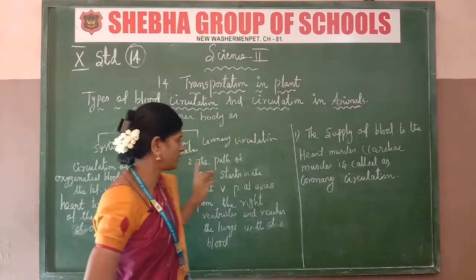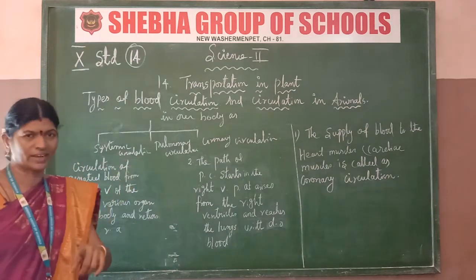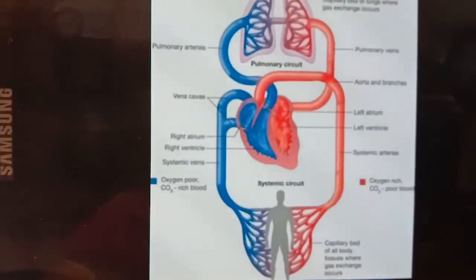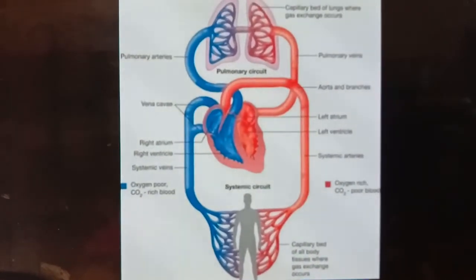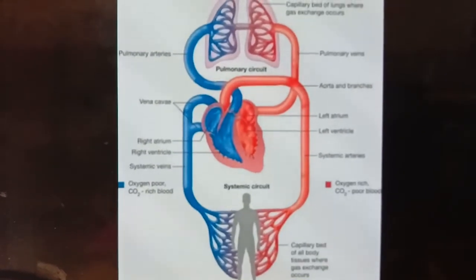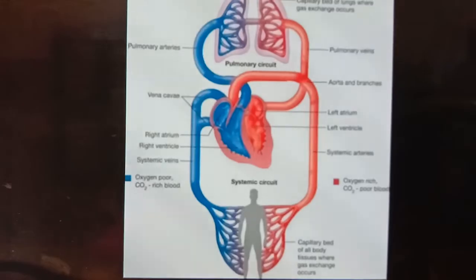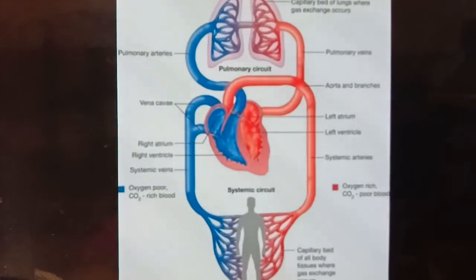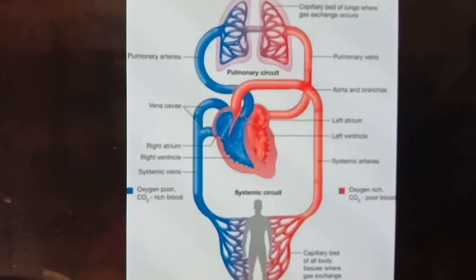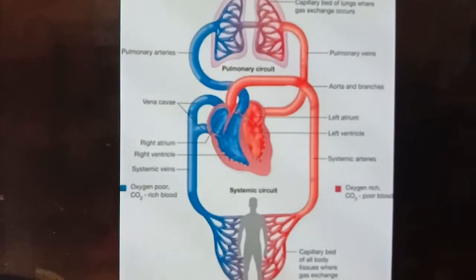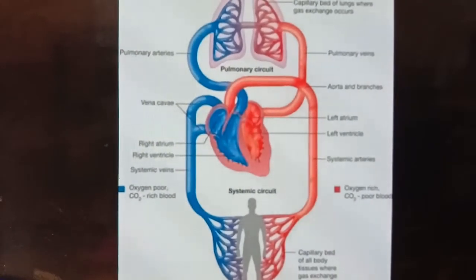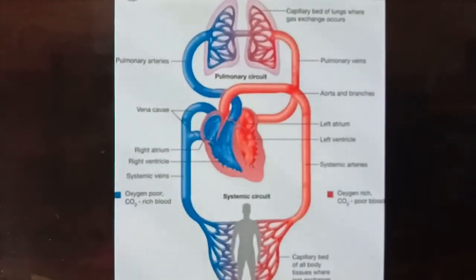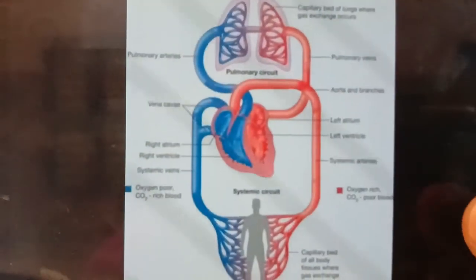One by one, I will explain them. Systemic circulation: first I will show the diagram, then I will explain one by one. Okay, listen children. You see the diagram, systemic and pulmonary circulation. First, systemic circulation is the circulation of oxygenated blood. Listen carefully: oxygenated blood goes from the left ventricle of the heart to various organs of the body, and deoxygenated blood returns to the right atrium.